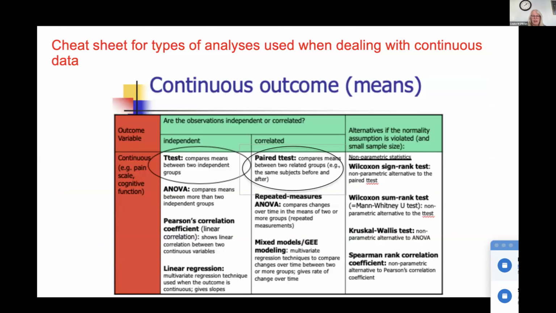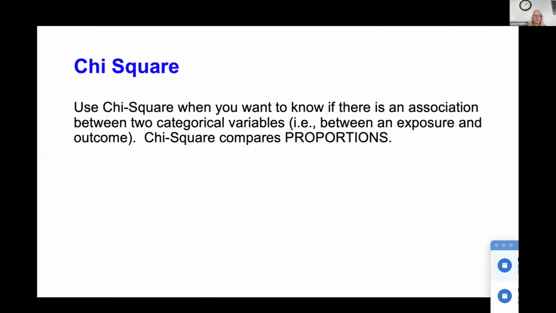So this is like a cheat sheet. This is a summary of looking at your continuous outcomes, so your mean values. Are the observations independent or are they dependent? If they're independent, you can use the t-test, or if it's more than 2 groups, you can use the ANOVA, and then we get into some other things we're not going to talk about. If they're related to each other, you can use the paired t-test. And the equivalent ANOVA for paired is a repeated measures and so forth. We're not going to talk about all of these different tests, but these are the main ones that you'll see. So let's move on to chi-squared.